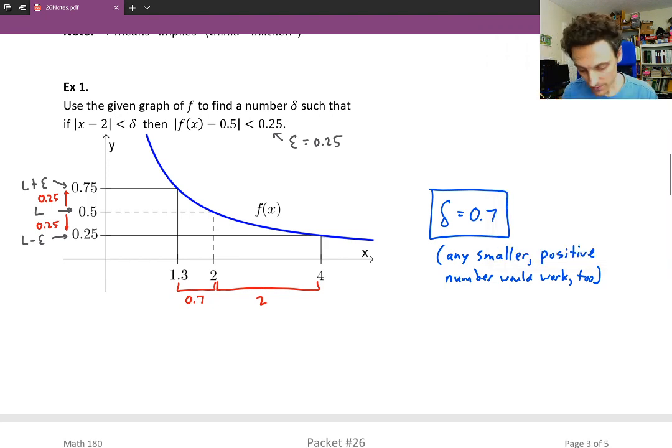But this one is good because if we consider our delta interval with 0.7, so that would be 1.3, and then over here it'd be like 2.7. If you consider all those x values in that delta interval, plug them into the function, all those y values will be within 0.25 of 0.5. That satisfies this condition. All those function values, all those y values are going to be within 0.25 of 0.5. Okay, so we responded to that epsilon challenge.